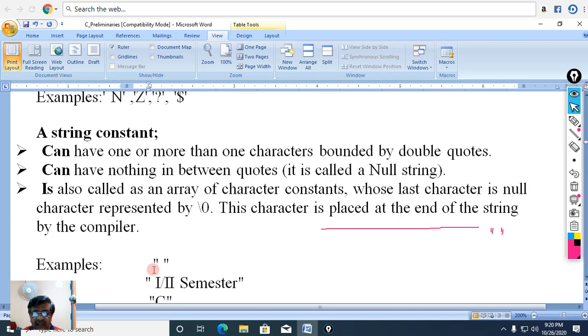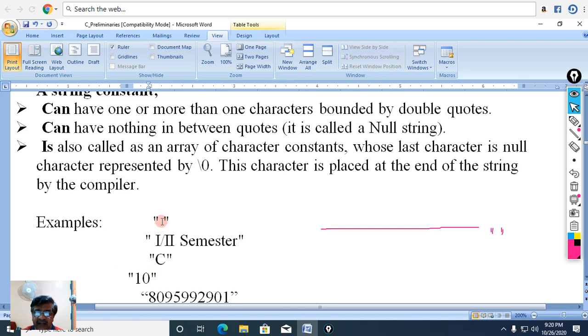Some of the examples. This is an example of a null string, and this is an example of a fully floated string, and this is a constant. A character can also be made into a string, and it actually has two characters. This is C, and by the side of C you will have a null character. 1 and 0. Even when the input goes like this, the computer never recognizes this to be a value. It will be recognized as a string.